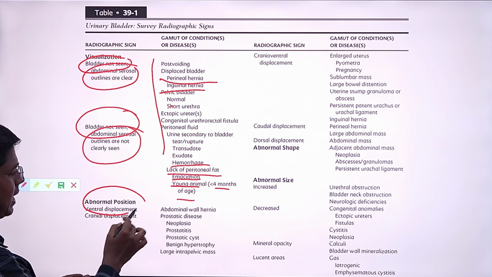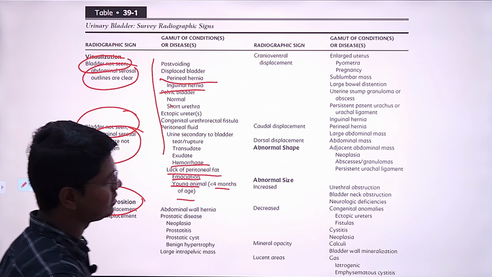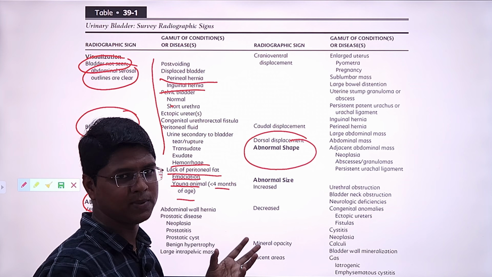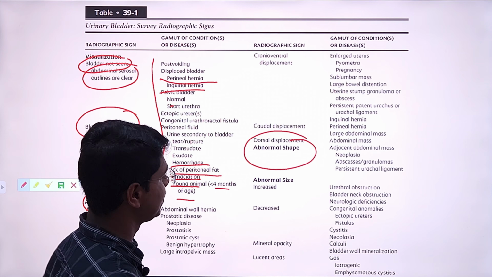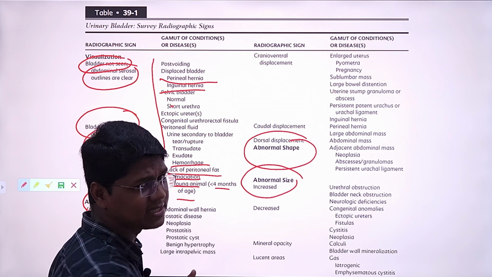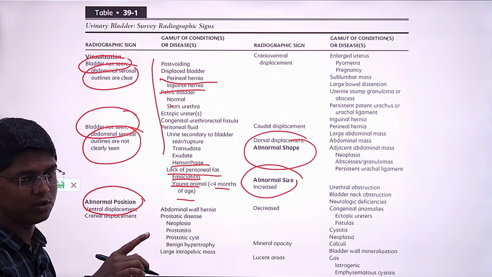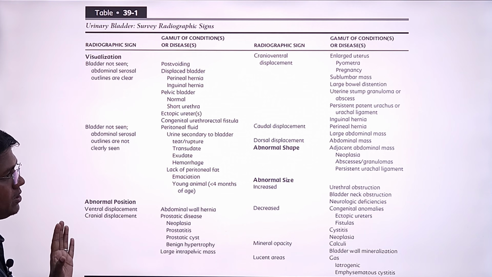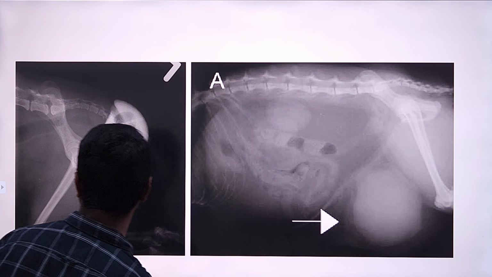Bladder may be at an abnormal position: cranial displacement, caudal displacement, dorsal or ventral displacement. Abnormal shape also, usually you will find abnormal shape in case of bladder neoplasia. Okay, abnormal size, increased size. Suppose there is ureterectasis, some blockage, the bladder size will be increased like that. We'll see some photographs. You can take a screenshot of this one and see those diseases. Let us see some radiographs.